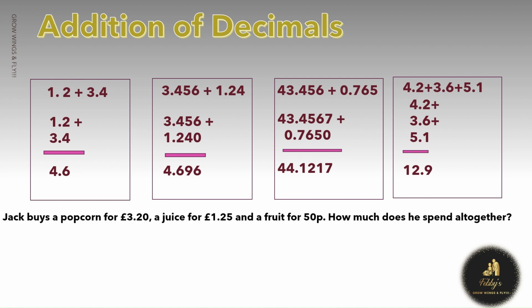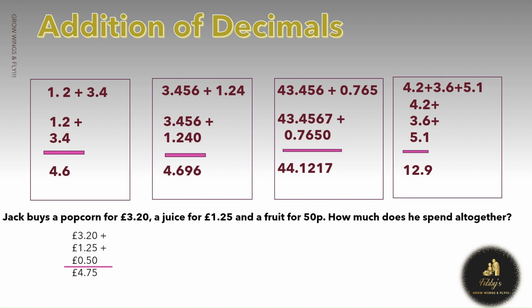Here's a simple word problem for you. Jack buys a popcorn for £3.20, a juice for £1.25, and a fruit for 50p. How much does he spend altogether? Pause the video and try to do the question.